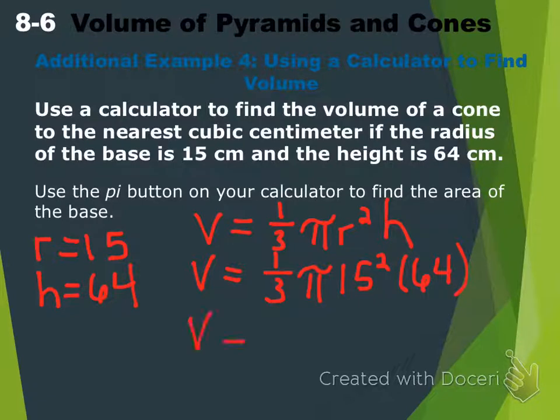Now again, you just plug this into your calculator. You can again use 1/3, or you could put 1 divide 3 times pi times 15 squared. Remember, squared is the x squared key, times 64. And when you do that, you're going to get 15,079.6 centimeters cubed.